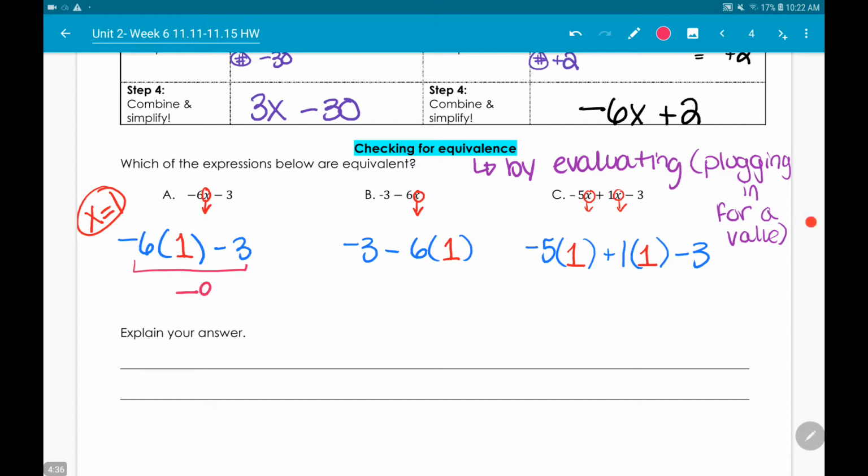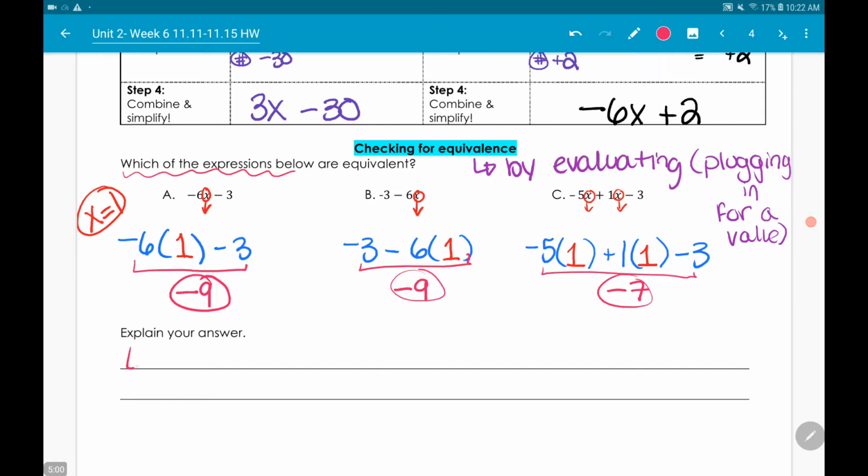So for this first one, I get -9. The second one, I also get -9. And the last one, I get -7. So which expressions are equivalent? Make sure we're answering our question.